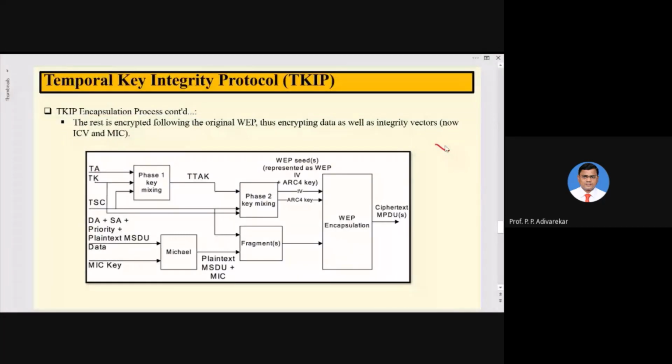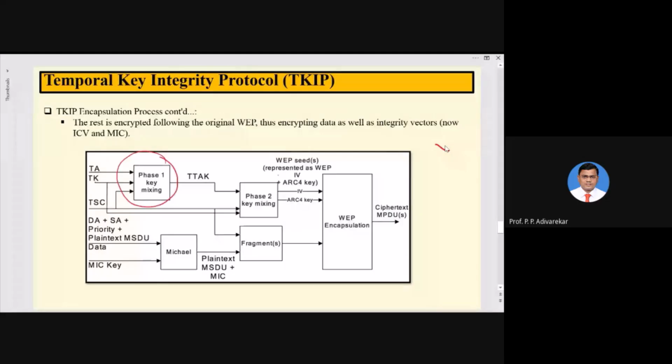The rest is encrypted following the original WEP, which encrypts data as well as the integrity vectors. So now here you can see the ICV and MIC. Now we'll see the first phase, what happens in key mixing phase 1. Then we will see phase number 2 of key mixing.